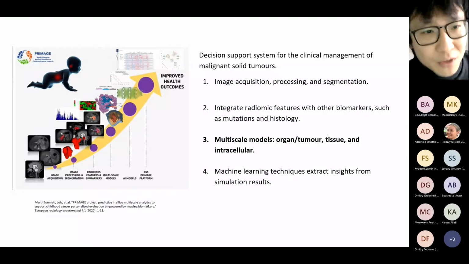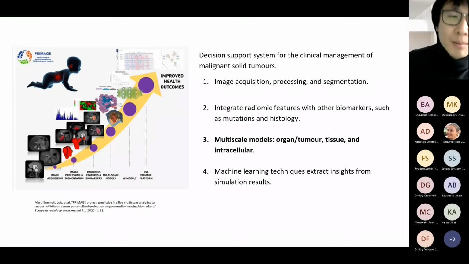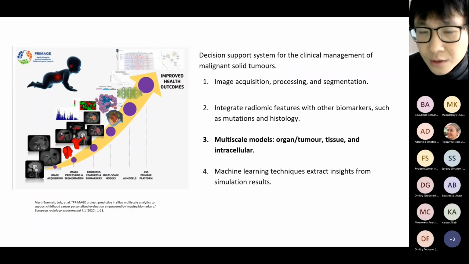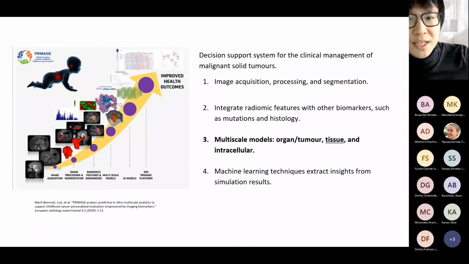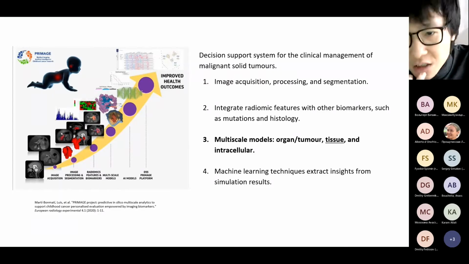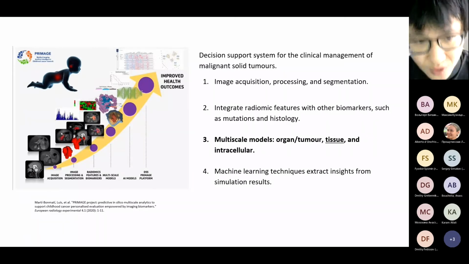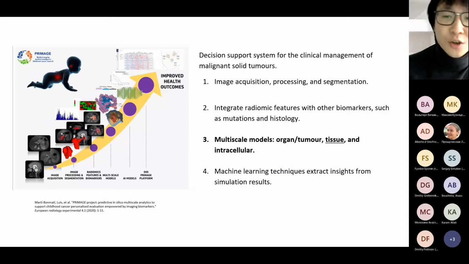If the sound of the video was missing, you can just check it out later. But to sum up the PRE-MAGE project, we are trying to build a decision support system for the clinical management of malignant solid tumors. Think of it as a pipeline. It will take images, process them, segment them, and combine them with other biomarkers such as genomic profiles in order to parameterize multi-scale models covering different scales from organ to molecular, run multi-scale high-throughput simulations, and use machine learning techniques to extract insights from the simulation results.